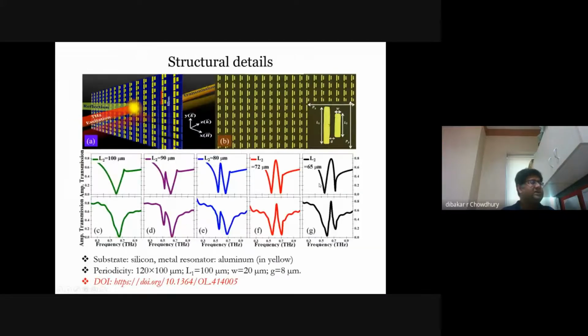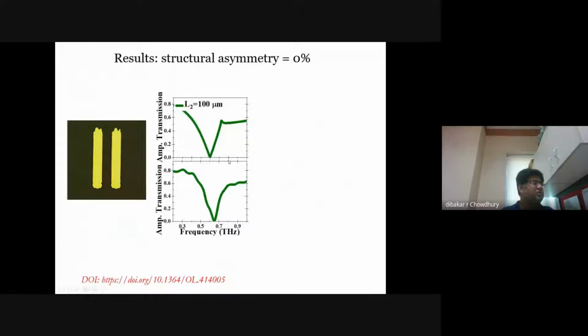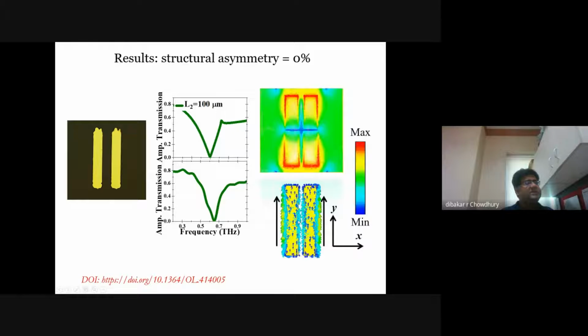Now we examine each of the cases. In the first case, L2 was 100 micrometer, the same as the length L1 of the other dipole. In that case, we got only one resonance, which is a broad resonance, and this is the surface current distribution and electric field distribution. It simply indicates that the resonance is a dipole resonance, or dipolar mode.